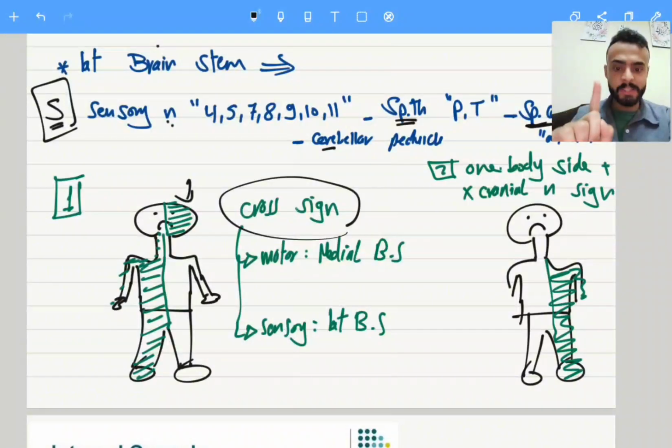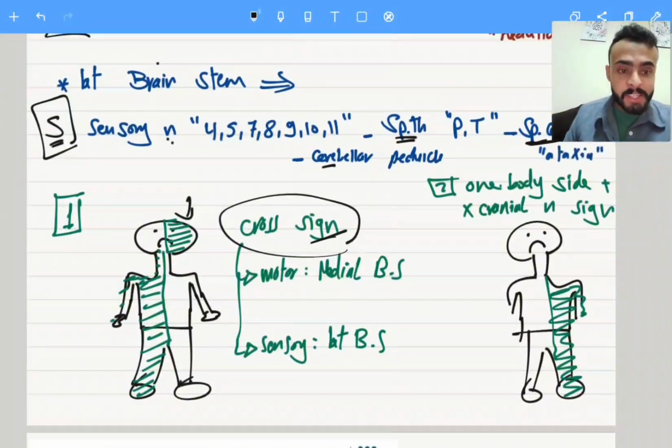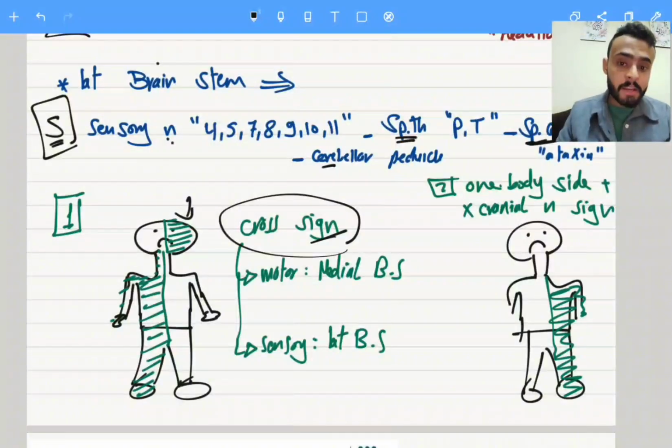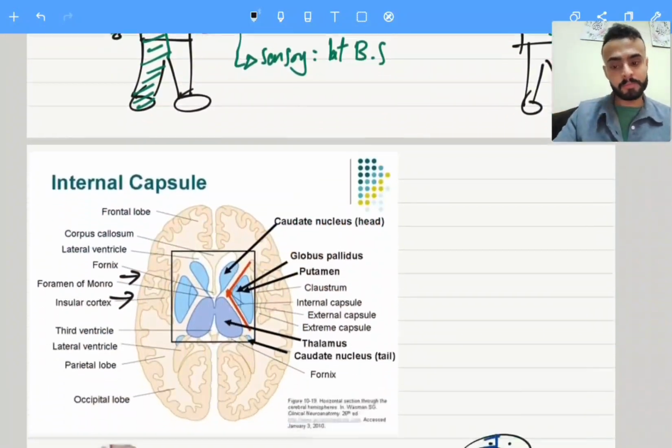So this is the first presentation, cross sign. The second presentation, one side of the body plus cranial nerve sign. One side of the body, again, the same rule. Is it sensory or motor? Plus cranial nerve sign. Where is cranial nerve located? Midbrain, pons, medulla. This is how I will make a right diagnosis.